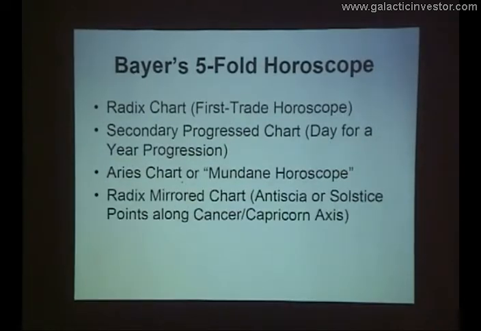And then he mirrored 2 of the charts. He took the first trade chart and calculated along the Cancer-Capricorn axis and set up what we might call solstice points or antiscia. He called them mirror points.